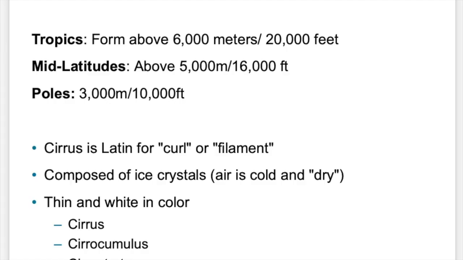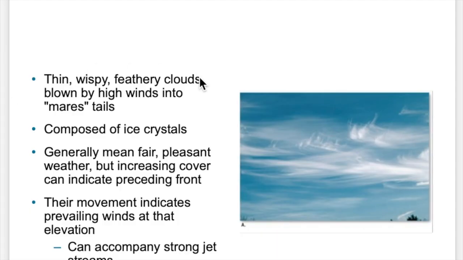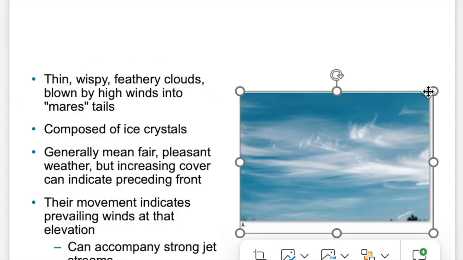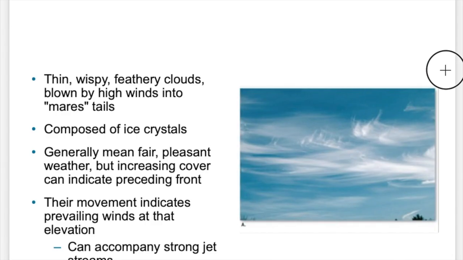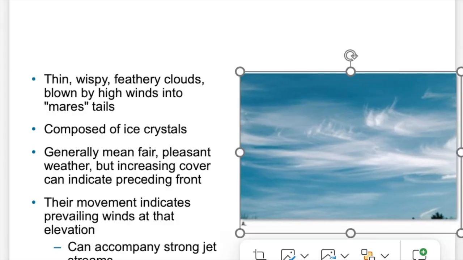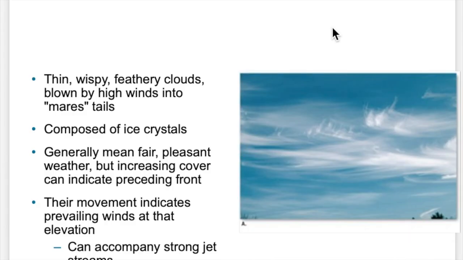So cirrus is Latin for curl, and cirrus clouds, since they're very high in the sky, are composed of ice crystals where the air is cold and dry. And this is where we're going to see cirrus, cirrocumulus, and cirrostratus. Here we could see with the cirrus picture, these are thin, wispy, feathery clouds blown by high winds into mare's tails.